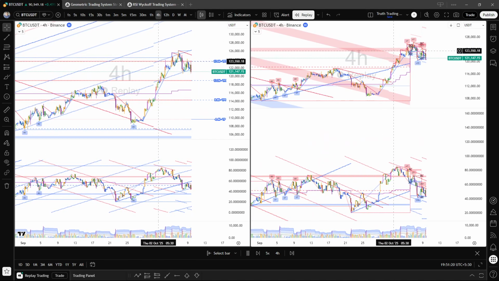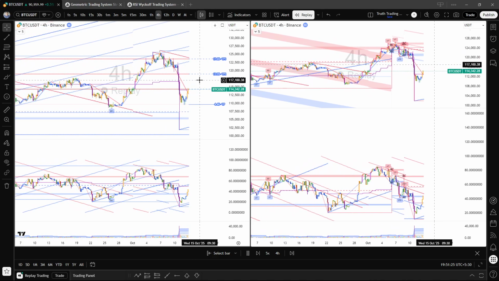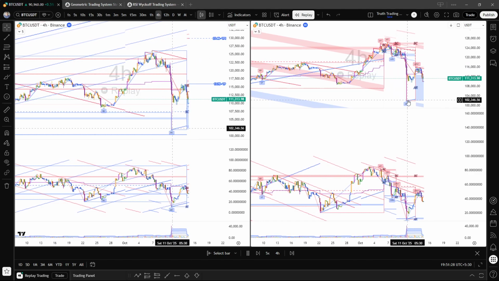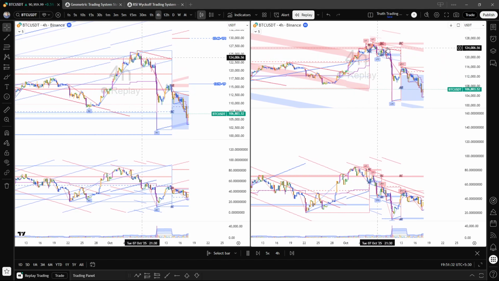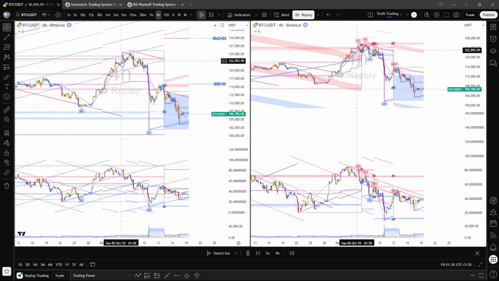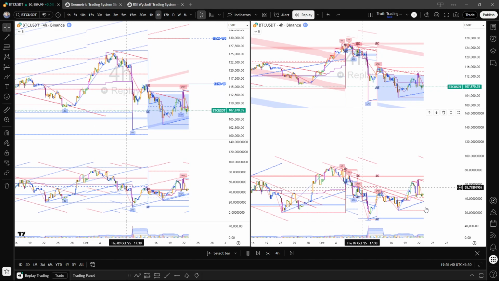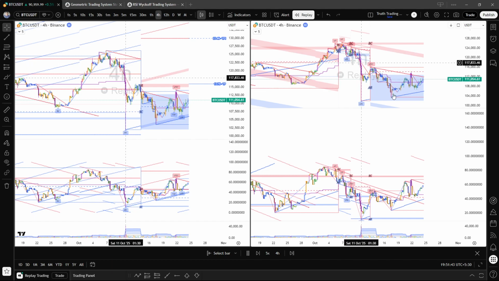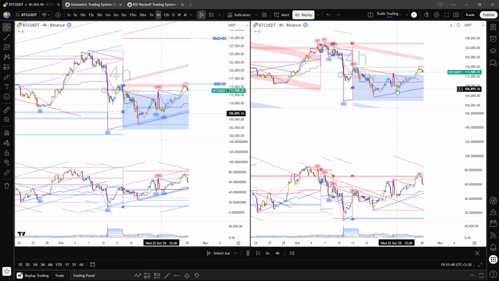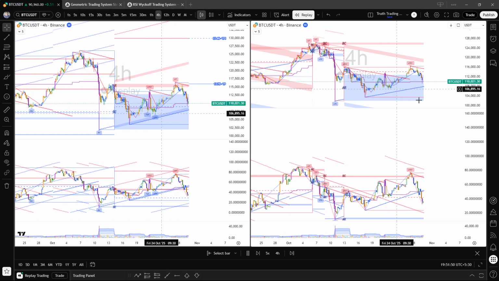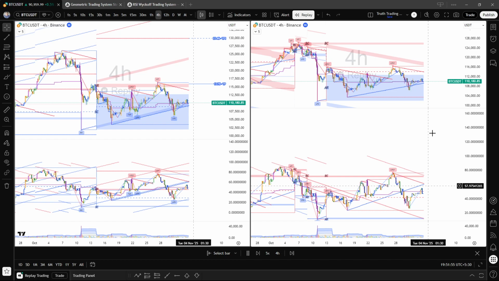So now again it's making a distribution structure, okay? And you see the market just comes down a lot here. Okay, LPSY. After hitting all three targets, then it comes down, right? Very aggressively. Another LPSY, boom, market comes down.